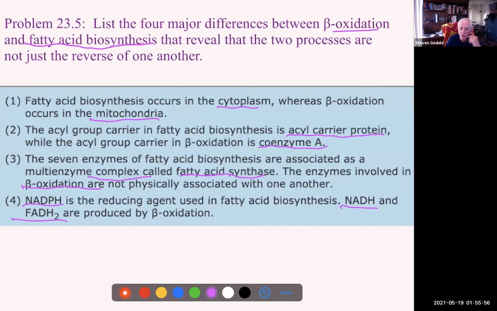So there are 4 major differences between biosynthesis of fatty acids and breakdown of fatty acids by beta oxidation. They're not just the reverse of each other. They use different intermediates and different carriers. One adds 2 carbons to a chain, one takes off 2 carbons from the chain at a time. Okay, so they have the exact opposite results, but they're done in different ways. They're not just the reverse reaction.